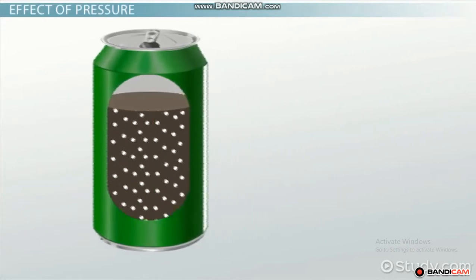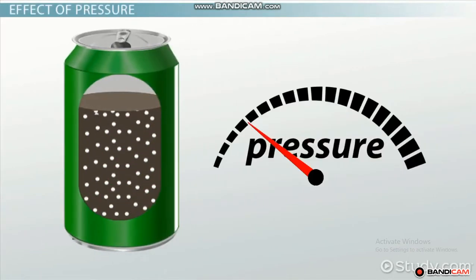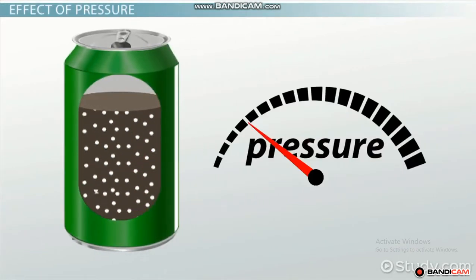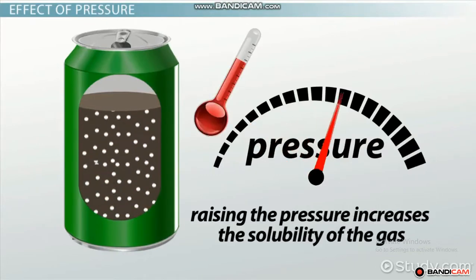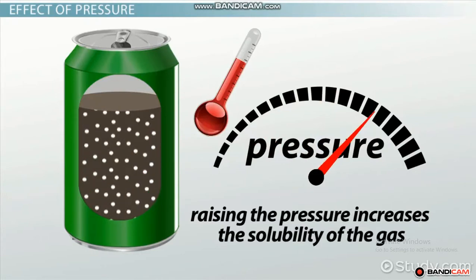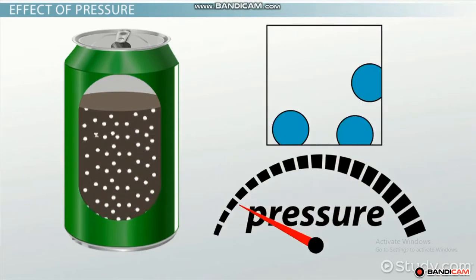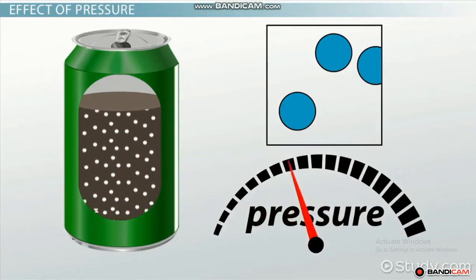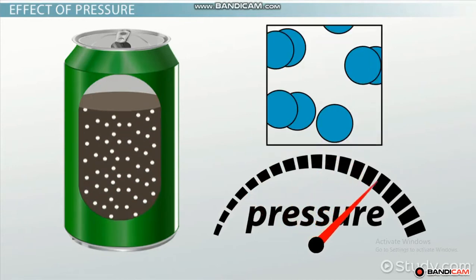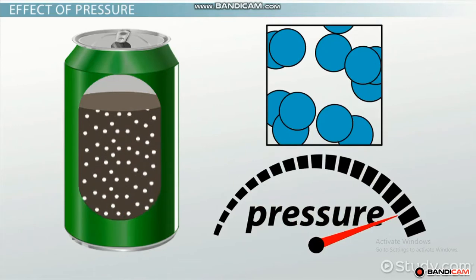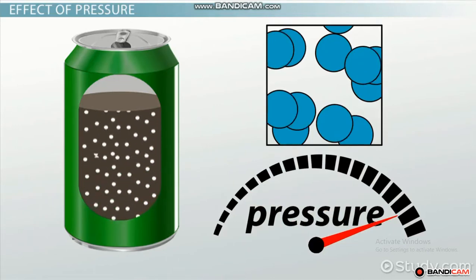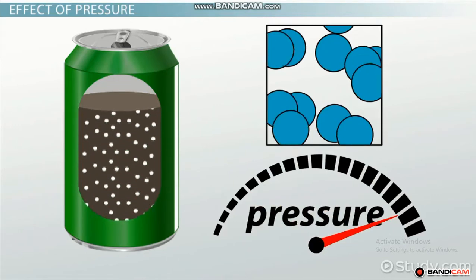Pressure has a major effect on the solubility of gas-liquid systems. At a constant temperature, raising the pressure increases the solubility of the gas. This occurs because increasing the gas pressure increases the concentration of gas molecules. To overcome this change and to maintain equilibrium, more gas molecules enter the liquid solution.